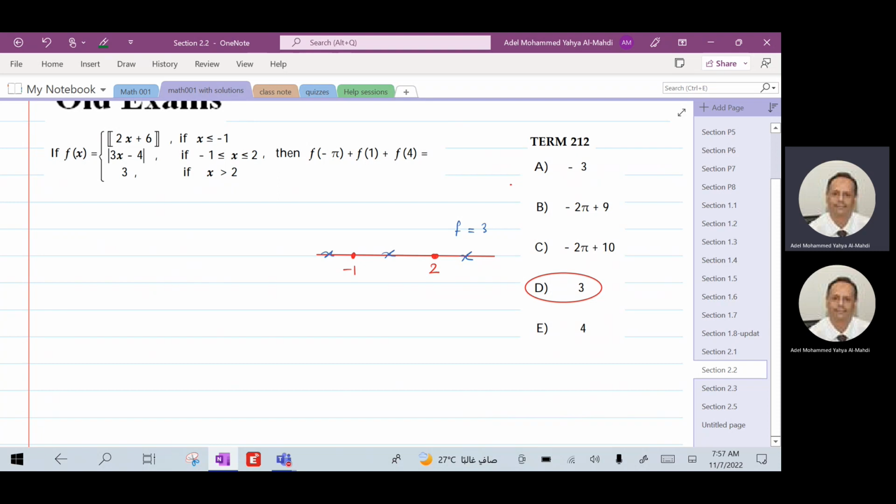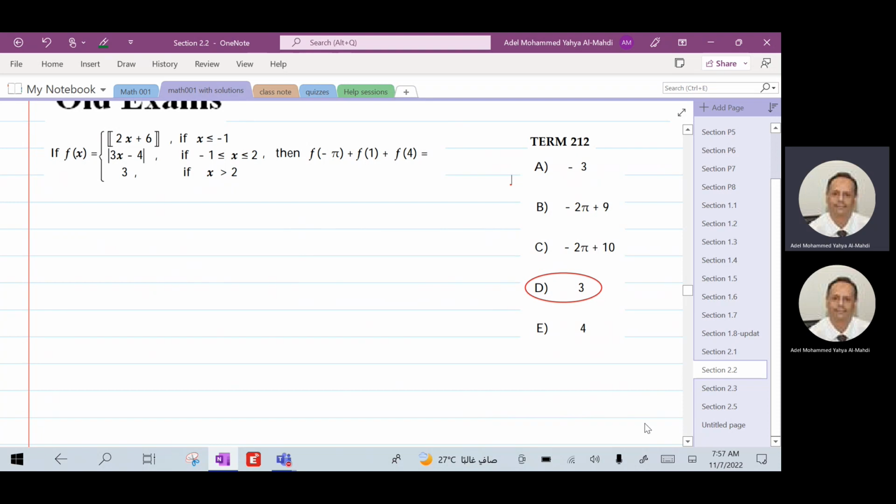If x is between minus 1 and 2, our function is an absolute value. And if x is less than or equal to minus 1, it is the so-called greatest integer function. Now, where is our minus pi? Minus pi is in this interval, 1 is here, and 2 is here. So we can find what f at minus pi is.